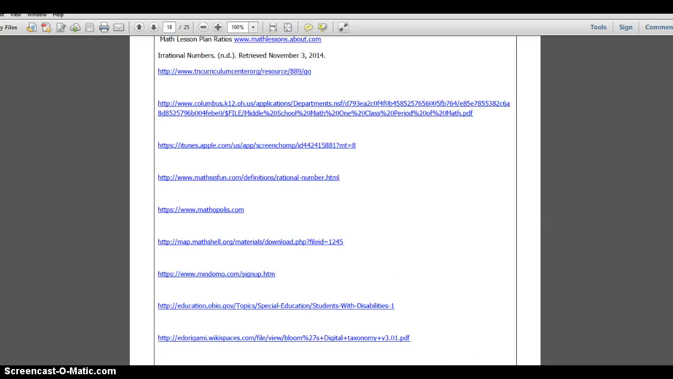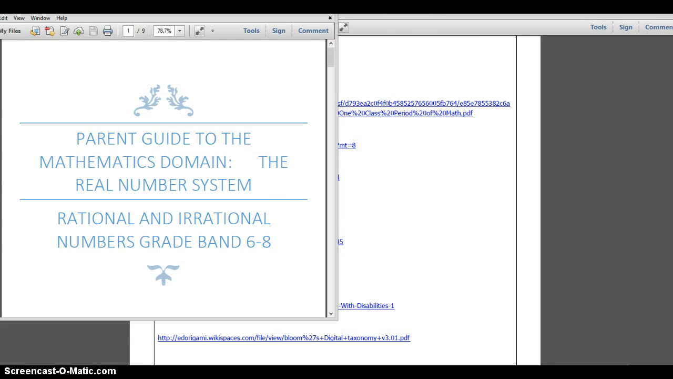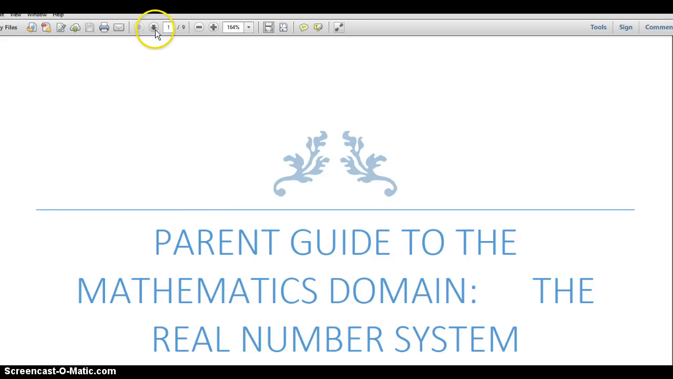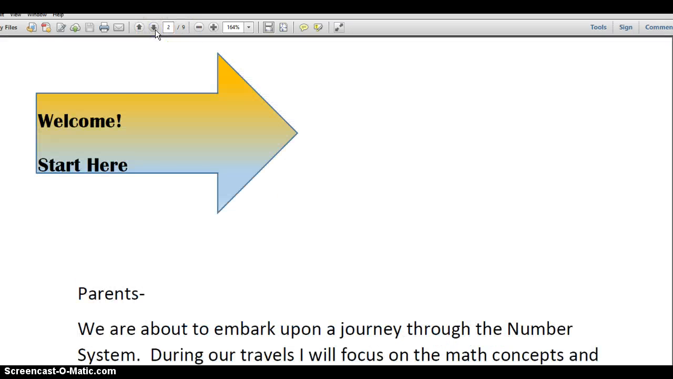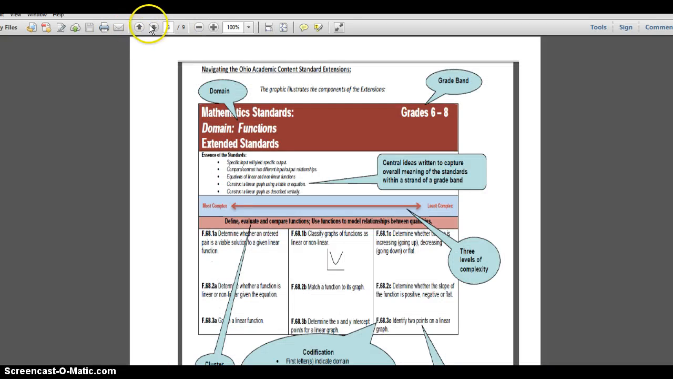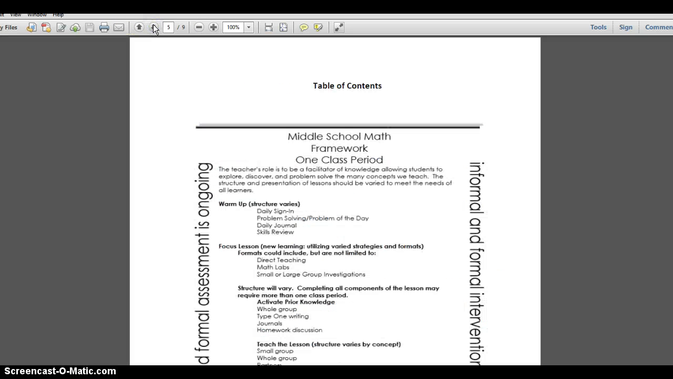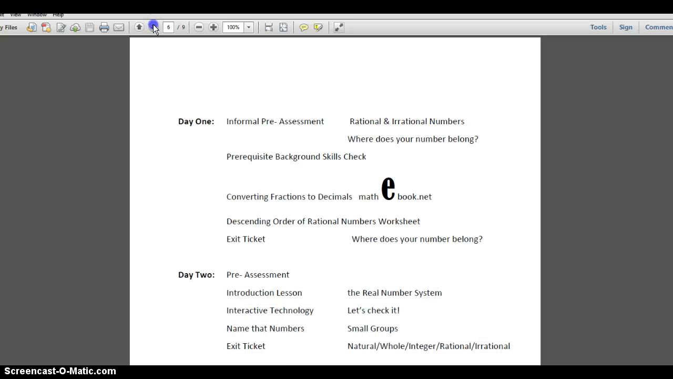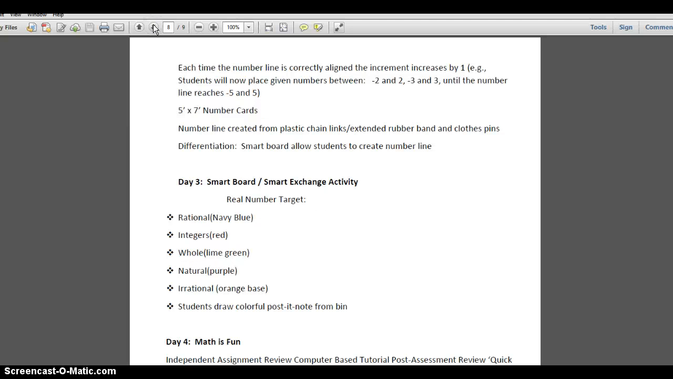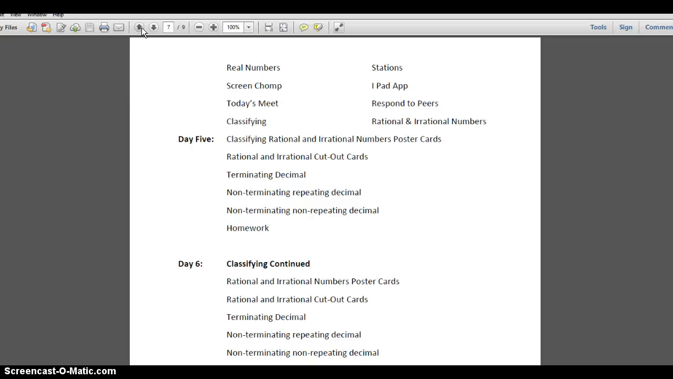Also, you will see here the parent packet. The parent guide also is included as a PDF document as parents go through the mathematics domain with us and examine rational and irrational numbers in our instructional design unit. All these items can be found on Smart Exchange for your viewing and usage as you would like.